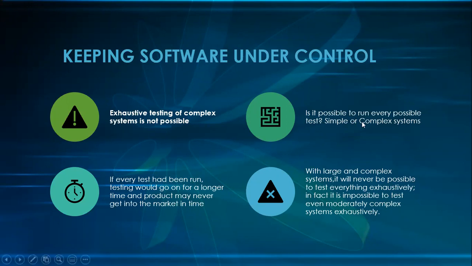It is possible to run every possible test on a simple system, but with a large and complex system, it will never be possible to test everything exhaustively. In fact, it is impossible. I will tell you, it's impossible. For a simple system, let's take an example. What do I mean by a simple system? The pen system that we are talking about.